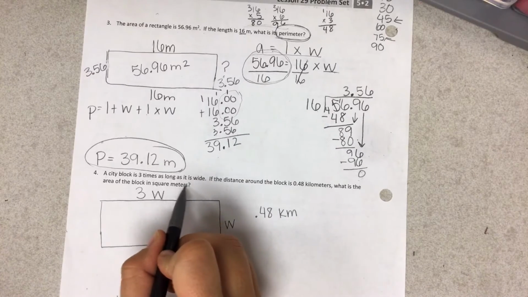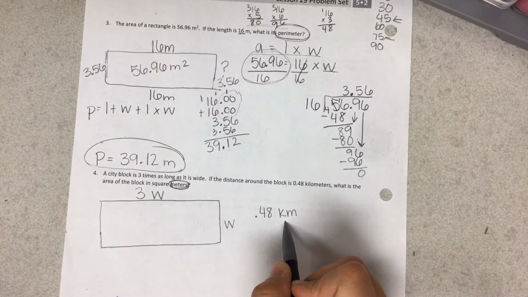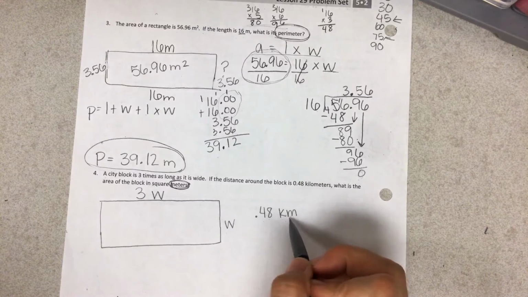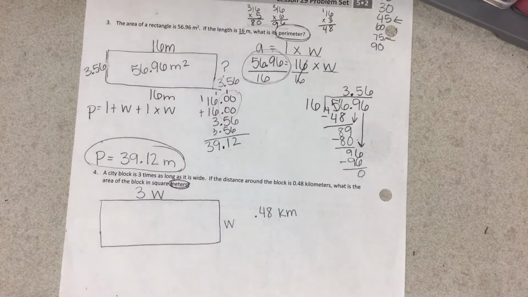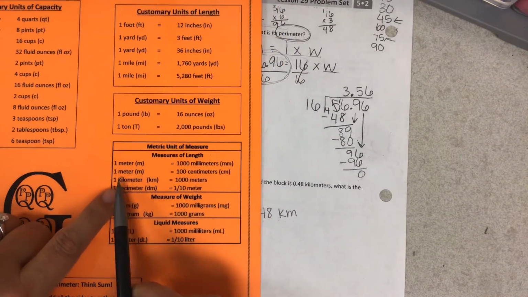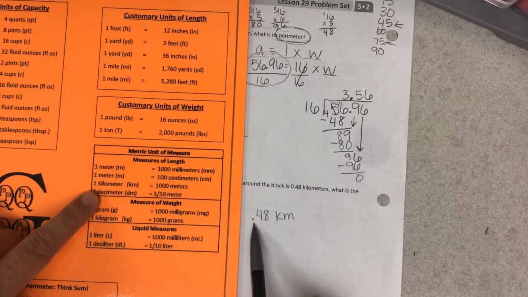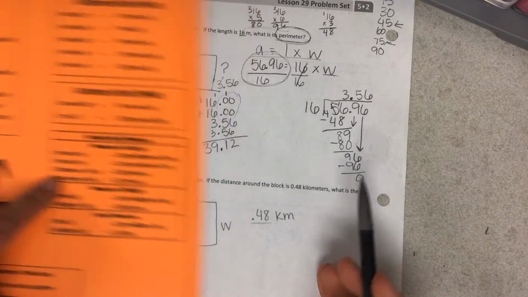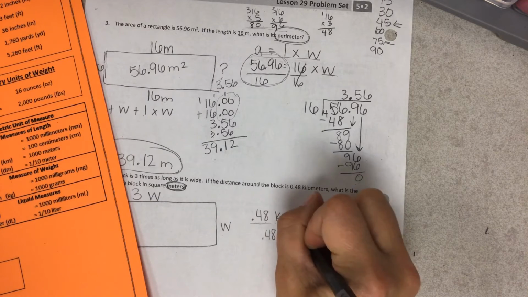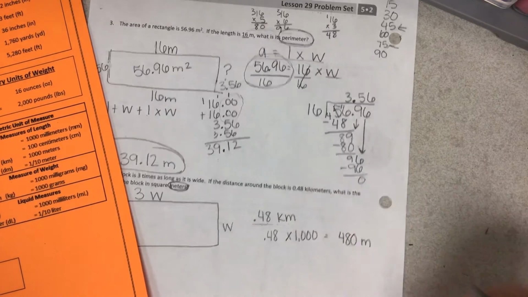Okay, but here's the thing, it wanted to know what it is in meters. So because I have this 48 hundredths kilometers, first what I want to do is I actually want to make it into a whole number. And so when I do this, remember guys, to make kilometers into meters, here is your conversion chart if you need to. 1 kilometer equals 1,000 meters. So that means I'm going to multiply my kilometers by 1,000. So if I multiply 48 hundredths by 1,000, I am going to get 480 meters.